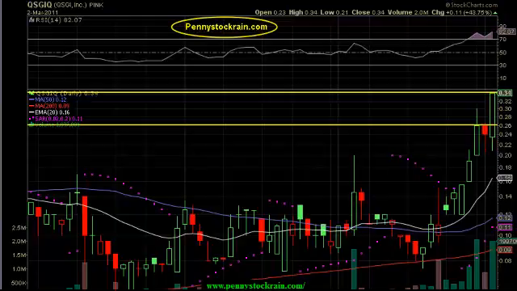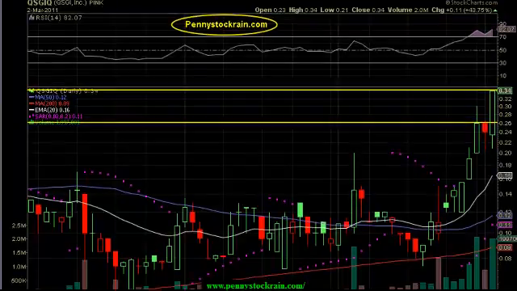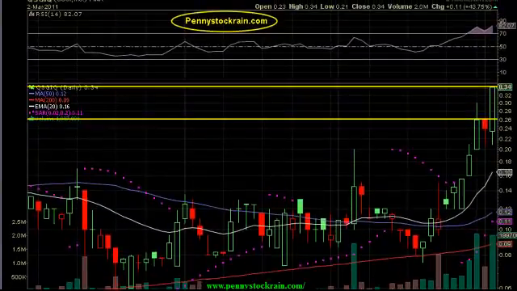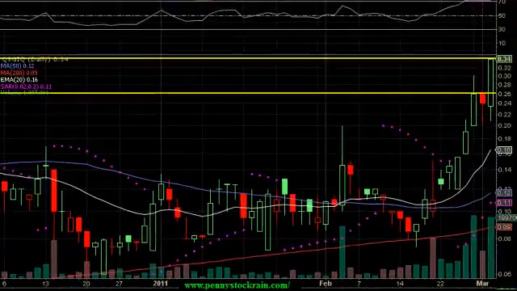Parabolic SAR, I'm not sure exactly what's going on with the company itself. I do know it has that Q at the end, so always be aware of those extra symbols on the stocks. We have volume.